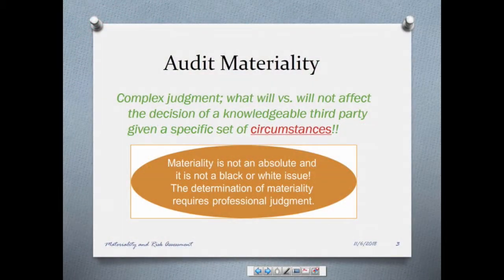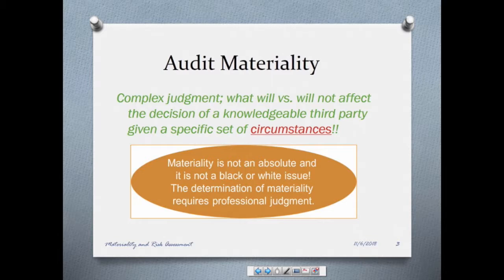So with what? Materiality, right? Materiality, quantitative and qualitative materiality. So you should know what we mean by materiality, and that it is highly based on the auditor's judgment.